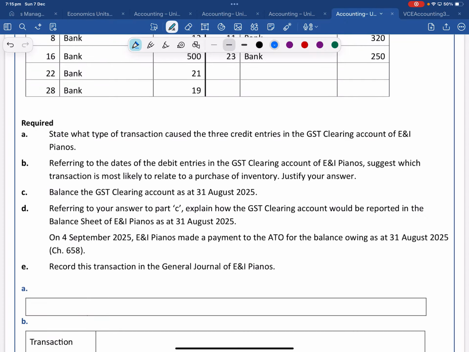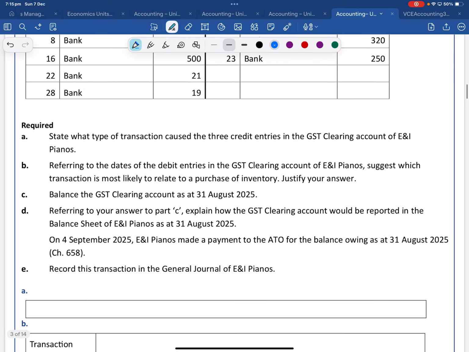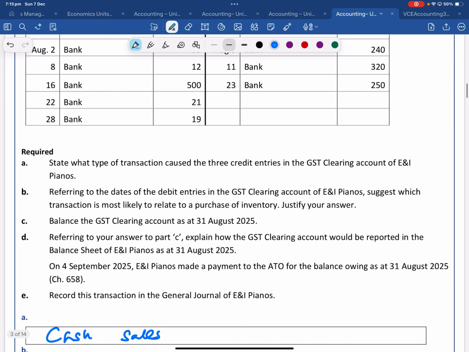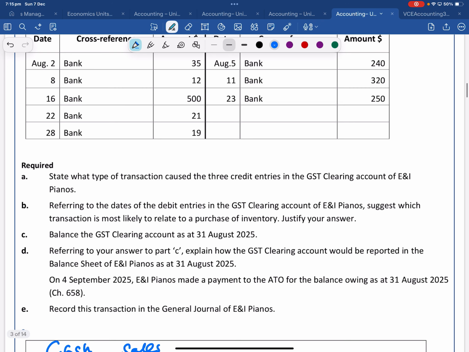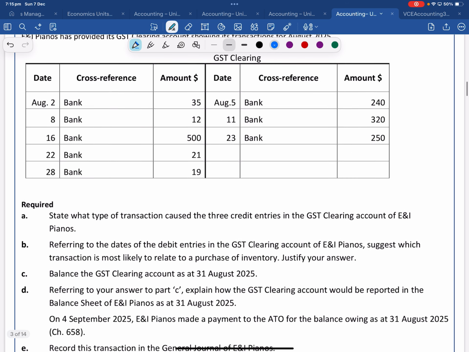Okay guys, what is it? A, what type of transaction caused the 3 credit entries in the GST? Cash sales, yes? Yep. Right, referring to the dates of the debit entries in the GST, suggest which transaction is most likely to relate to a purchase of inventory. Justify your answer.